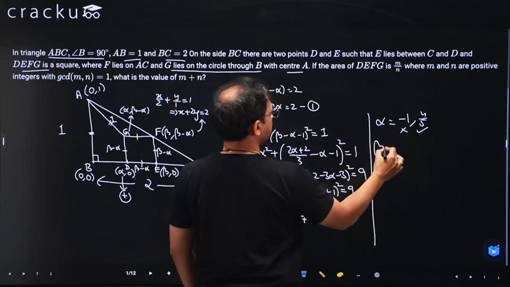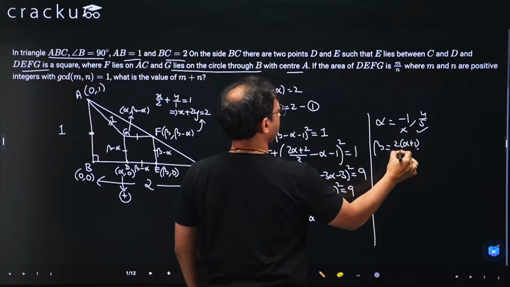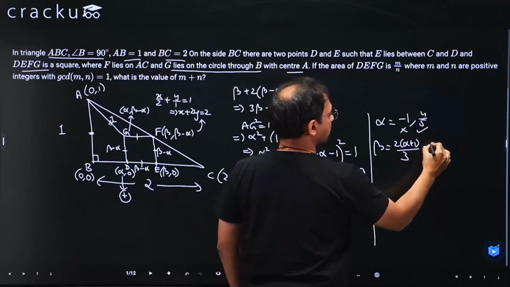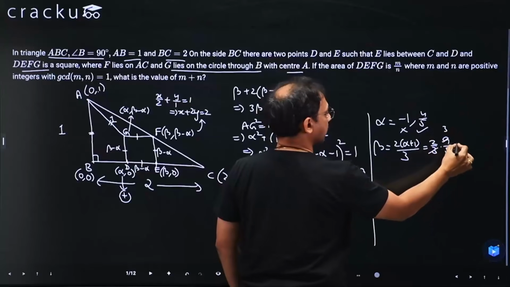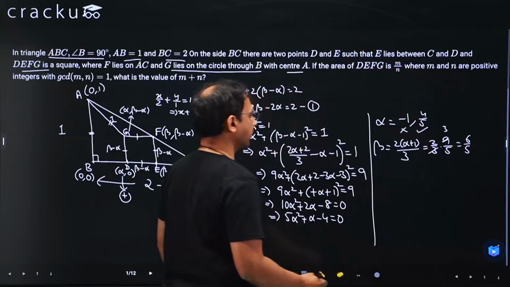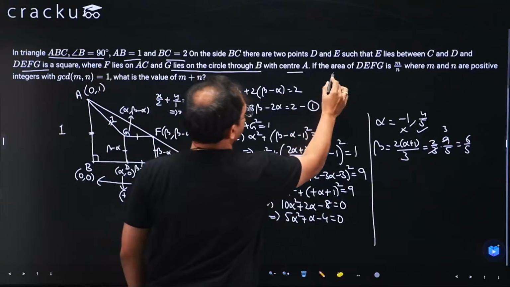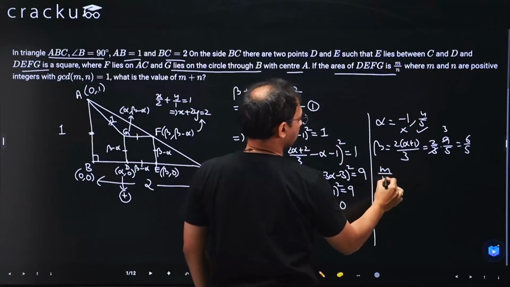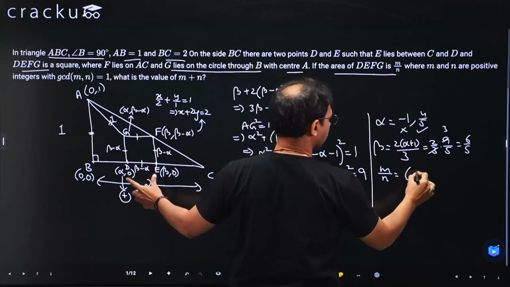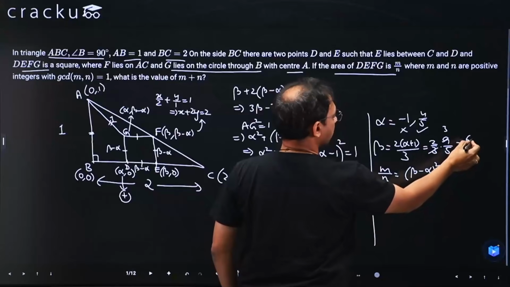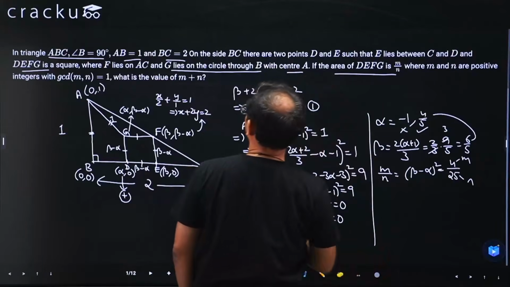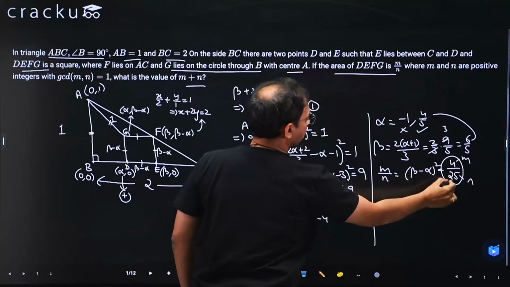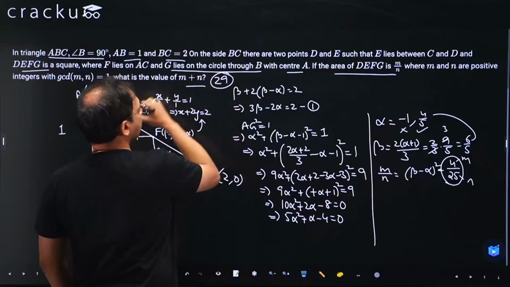So I will discard this root and I will take this value. Let's look at the value of beta. Beta is 2 into alpha plus 1 by 3 from here. So this will be 2 by 3 into alpha plus 1, which is 9 by 5. 3 threes. So I'll get beta as 6 by 5. We want area of the square. M by n is, the side is beta minus alpha. So this will be beta minus alpha whole square. Beta minus alpha is 2 by 5. Whole square will be 4 by 25. So I got my m and n. What do we need? We want the value of m plus n. M plus n value is 29. That's the answer.